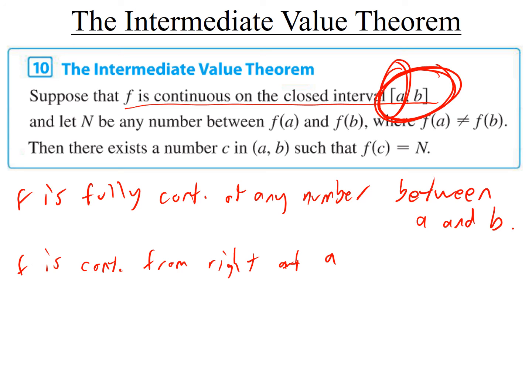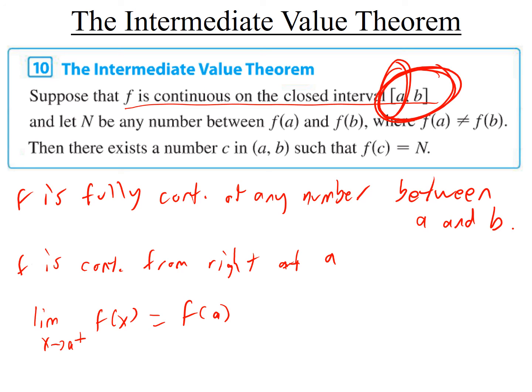It means if you want to take the limit as x goes to a of the function, I don't know what the answer is, but if you take a right-hand limit, then you can plug in to get the answer. So that's what it means to be continuous from the right. That's a limit definition of what it means to be continuous from the right.